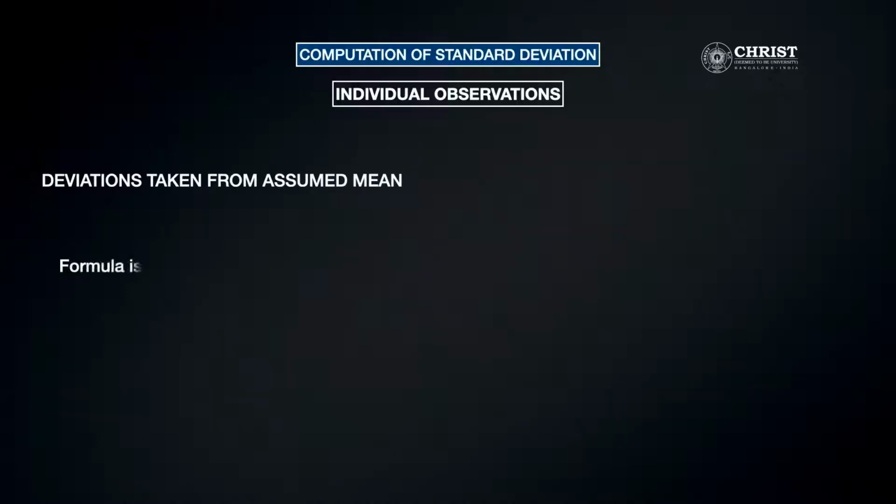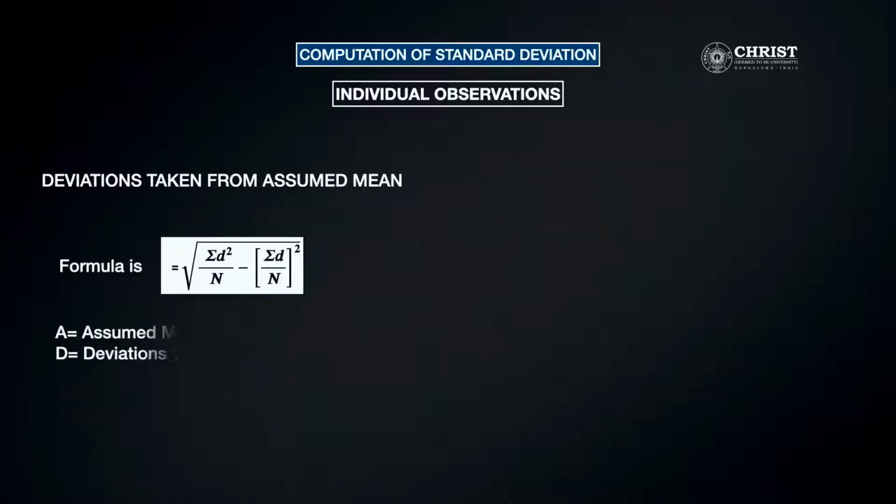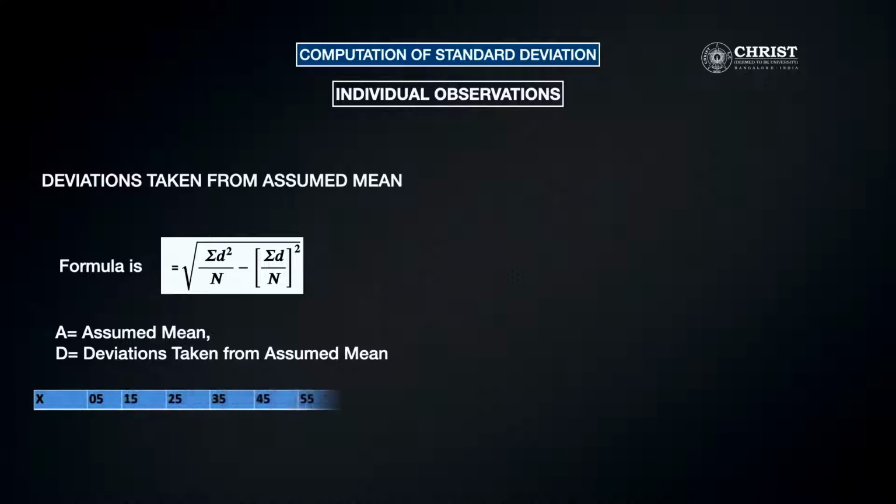That is, standard deviation is equal to the square root of sigma d squared divided by n minus sigma d by n the whole squared. And we have to take the square root also. So d is the deviation from the assumed mean, and a is the assumed mean value. Now we will see how we do the computation for the same problem.